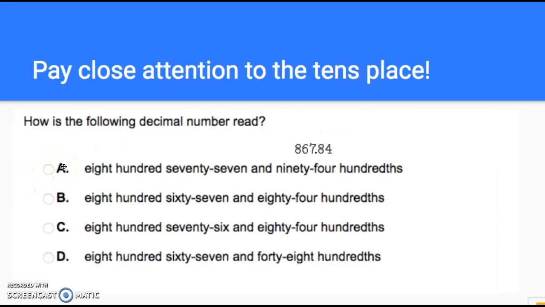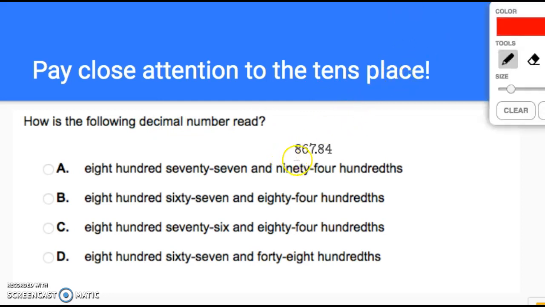Now, this one: how is the following decimal number read? Look at these 3 digits here to the left of the decimal. Locate your decimal, separate it out. You have the whole number, and then you have the part. This number, if you couldn't see that 84 there, you would read as 867. Now, I gave you a hint here. Pay close attention to the tenths place. Pay close attention to that digit right there. It's going to be important.